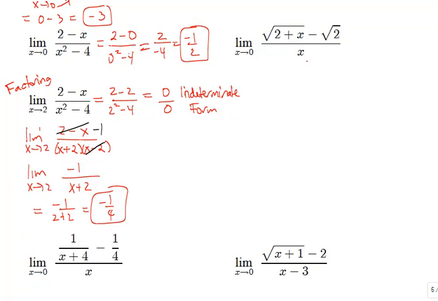Okay, the next example here. Limit as x approaches 0 of square root of 2 plus x minus square root of 2, all over x. Now first things first, always plug in your 0 right away to see what you're dealing with. So if I plug in a 0, 2 plus 0 is going to stay 2. So this is square root of 2 minus square root of 2, which is 0. And on the bottom, when I plug in 0, I'm going to get 0. So we are getting that indeterminate form.